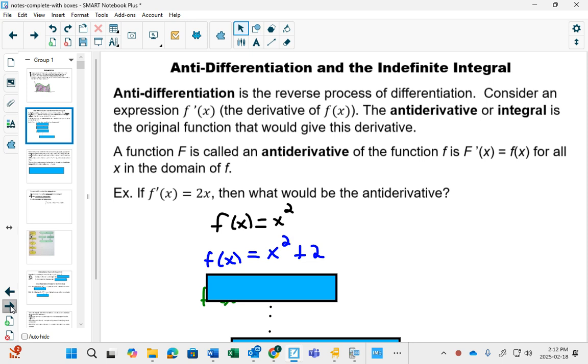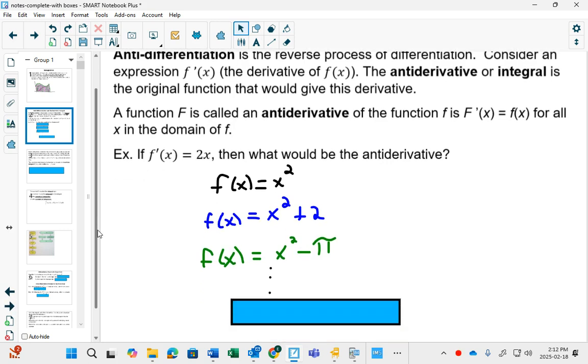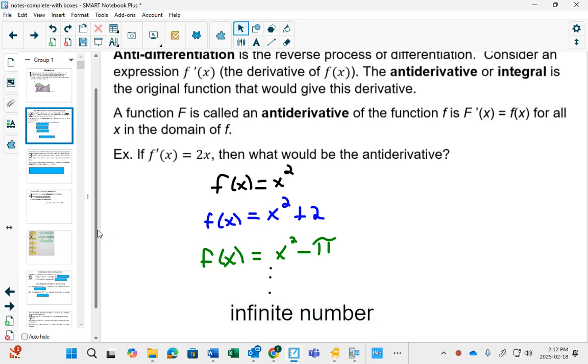But it could have also been x squared plus 2. Because if you did the derivative of x squared plus 2, what would happen to the 2? It just disappears. Could have been x squared minus pi. And so when we do the antiderivative, there's actually an infinite number of right answers. Does that make sense? Because it could be plus or minus anything.